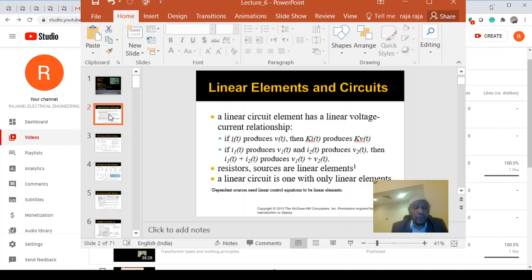That is the relationship for voltage and current, and that type of circuit we can call a linear circuit element. So what are the linear components in an electric circuit? Resistors and sources are linear elements. A linear circuit is one with only linear elements. So the simple concept: we identify the linear elements as sources and resistors. If you make a circuit using these two components, that circuit is called a linear element circuit. This is the basic you should understand before we go to any network theorem.